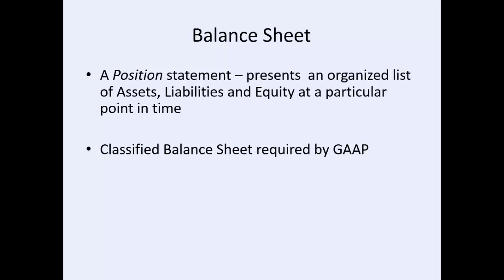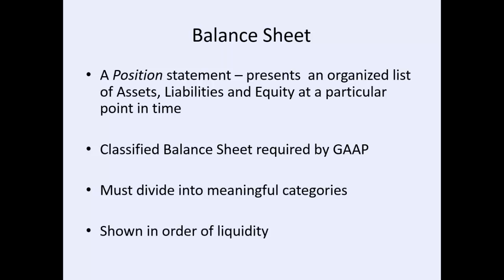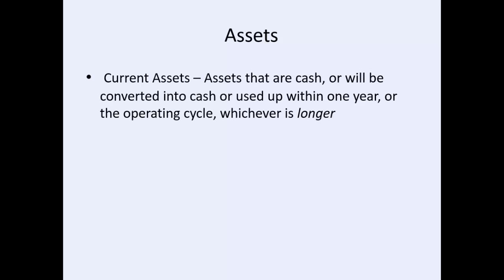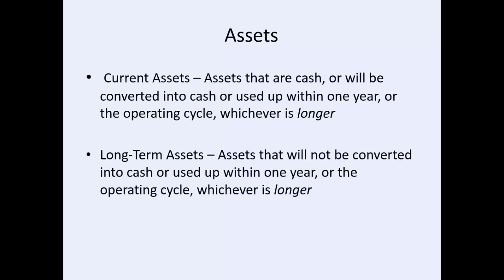A classification is required by GAAP. You have to divide it into meaningful categories, and it is shown in the order of liquidity for your assets. This will just briefly go over what goes into the classification if it's current or if it's long-term. It's within 1 year or the operating cycle, whichever is longer. That's what you need to remember.